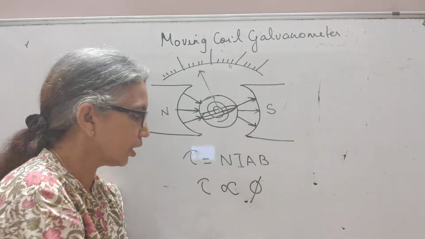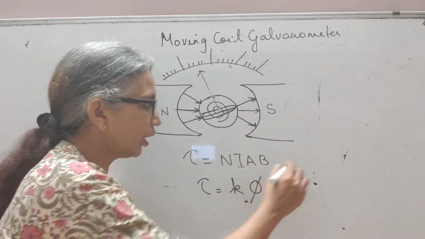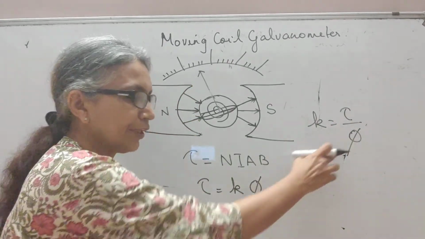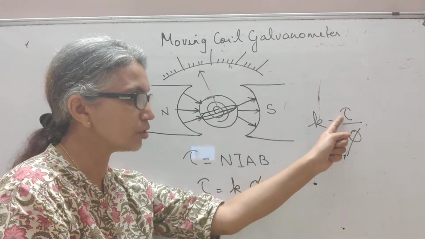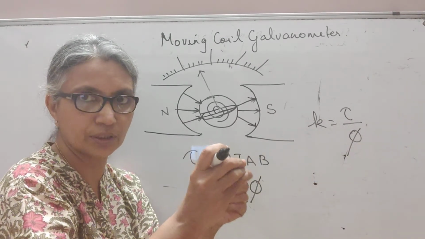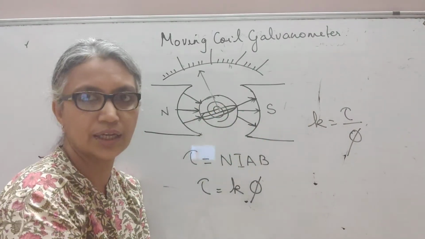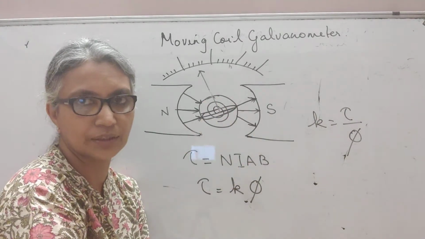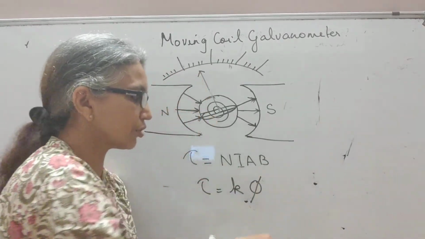which you have turned. So this is equal to a constant K into phi, where K you define as tau by phi. This is called the torsional constant, which is the restoring torque per unit twist. That is, for unit angle of turn, what is the restoring torque developed in that spring is what you call the K, torsional constant. It will depend on the material of the spring that you have used. Okay. So this is the rotational torsional constant.